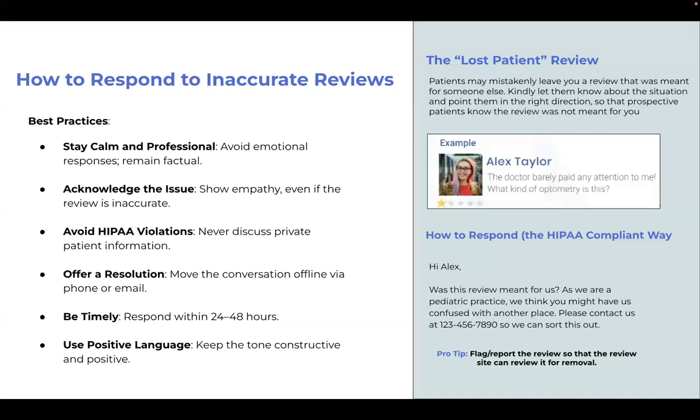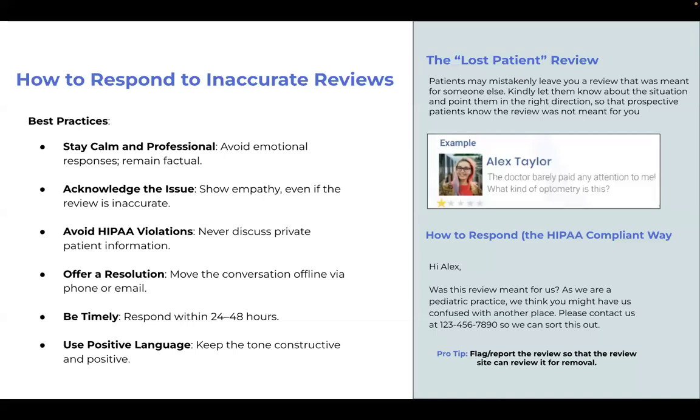First off, you will want to stay calm and professional, so avoid any emotional responses and always remain factual in your reply. You'll also want to acknowledge the issue. Even if the review is inaccurate, you want to show some empathy for the reviewer's experience. Again, just to show that you are in control of the situation. Also, you will want to avoid breaking any HIPAA policies. So, never disclose any private patient information in your responses.